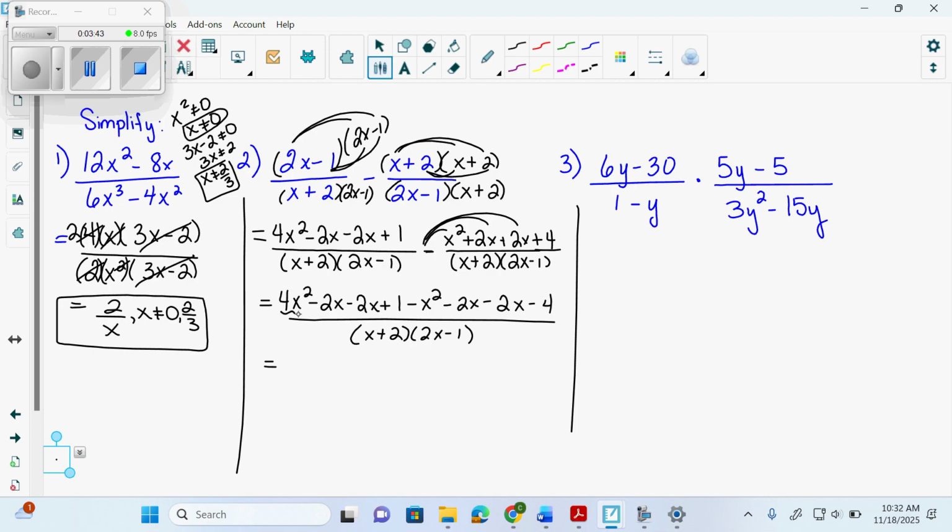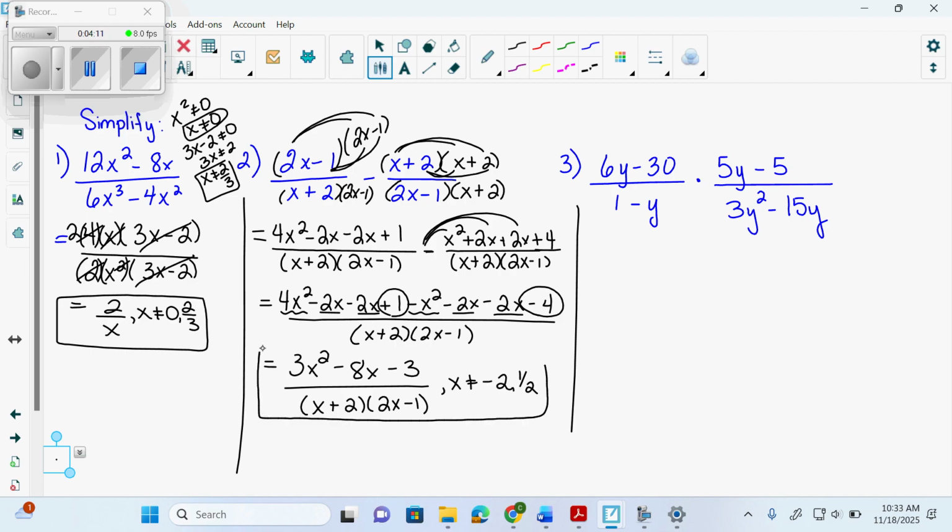Then we collect like terms. 4x squared minus x squared is 3x squared. Negative 2x minus 2x is negative 4x, minus 6x, minus 8x. And then 1 minus 4 is negative 3. All over x plus 2, 2x minus 1. And I won't make you factor it further, because that one could actually factor.